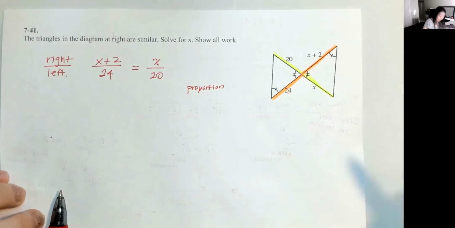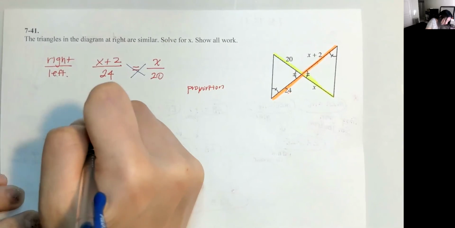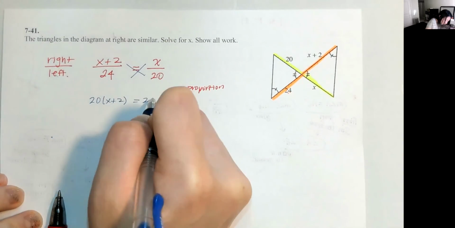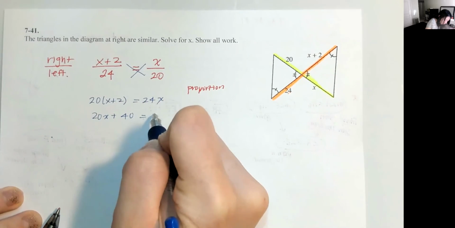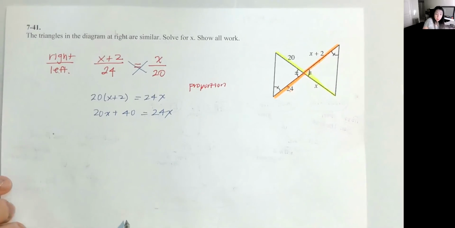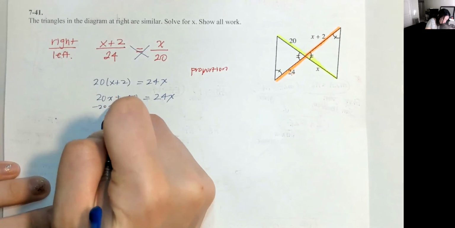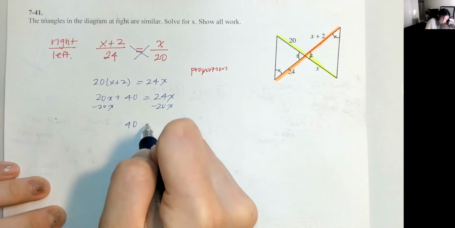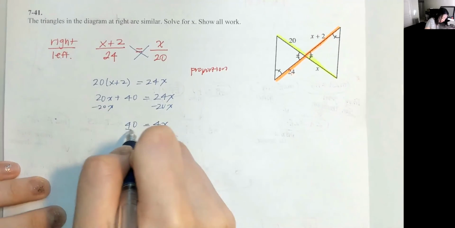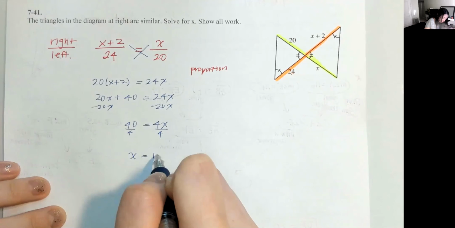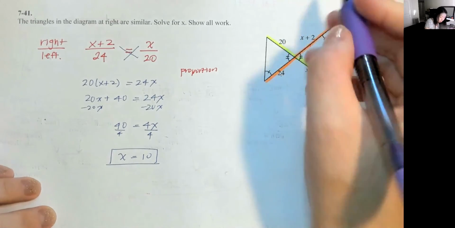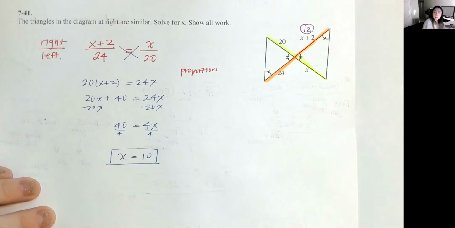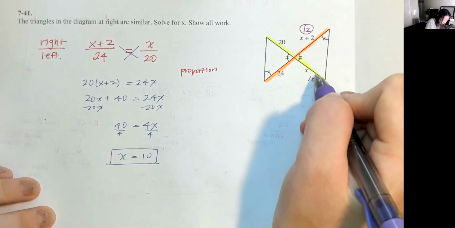And you can solve this by using cross multiplication. 20 times x plus 2 is 24 times x. 20x plus 40 is 24x. Now I think you can solve them yourself, subtracting 20x from both sides. 40 is equal to 4x. And x is equal to 10. You can check it yourself, actually, and figure out what the scale factor is. This side, 10 plus 2, this is actually 12. And then this one is 10.